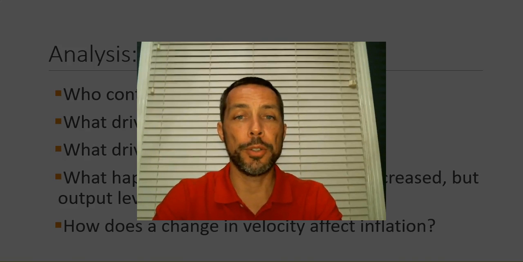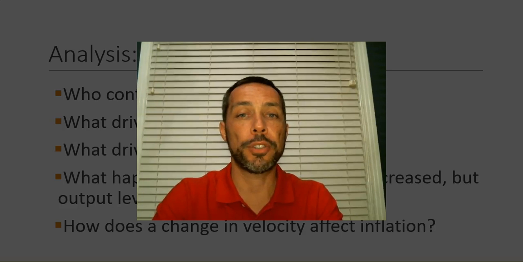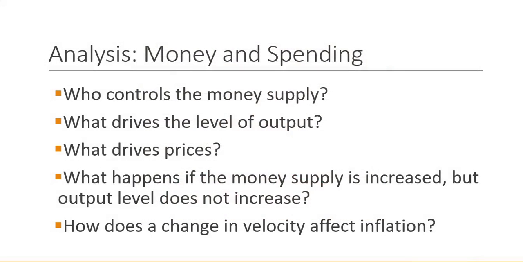Hi, welcome back to part 2 of Financial Institutions and Markets, the Financial System and the Aggregate Economy. Let's continue on with our analysis, the 5 questions we left off with. First, who controls the money supply? Usually the government or the central bank is the source of the money in the economy.